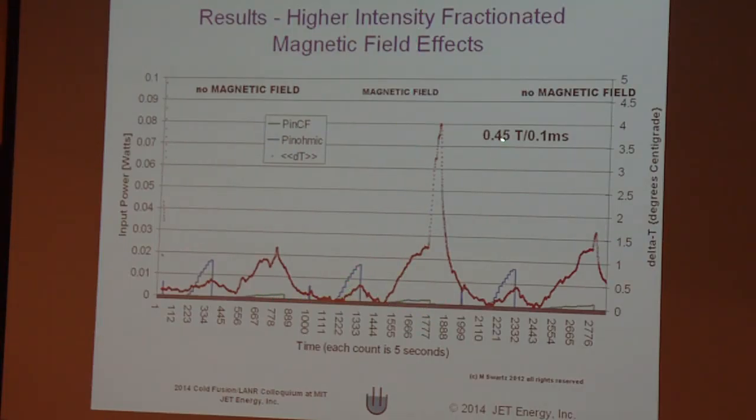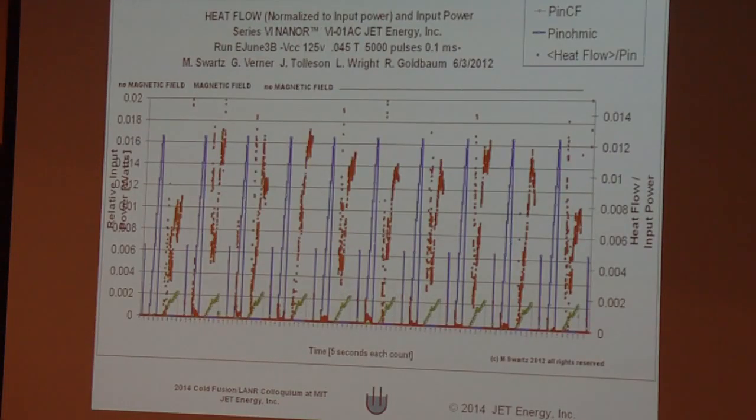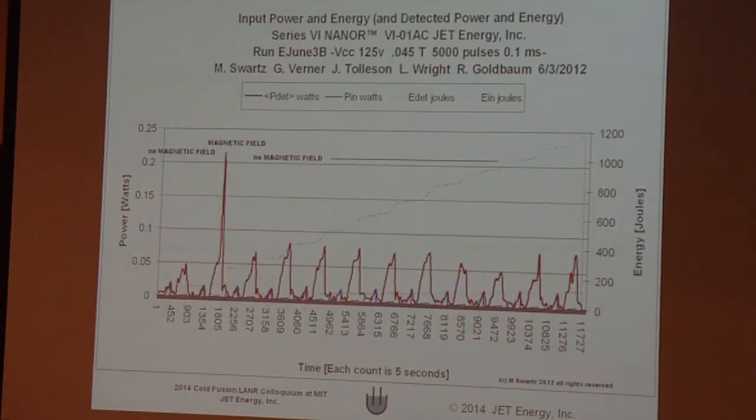This is we're flipping 0.4 Tesla every 10th millisecond. And we saw it both for delta T normalized to the input power, heat flow normalized to the input power. And here is the interesting thing that you brought up. Here we see no magnetic field. Here we put on the magnetic field. There's no magnetic field here. And look, in the past, it would have come down like this. That's not what we see.